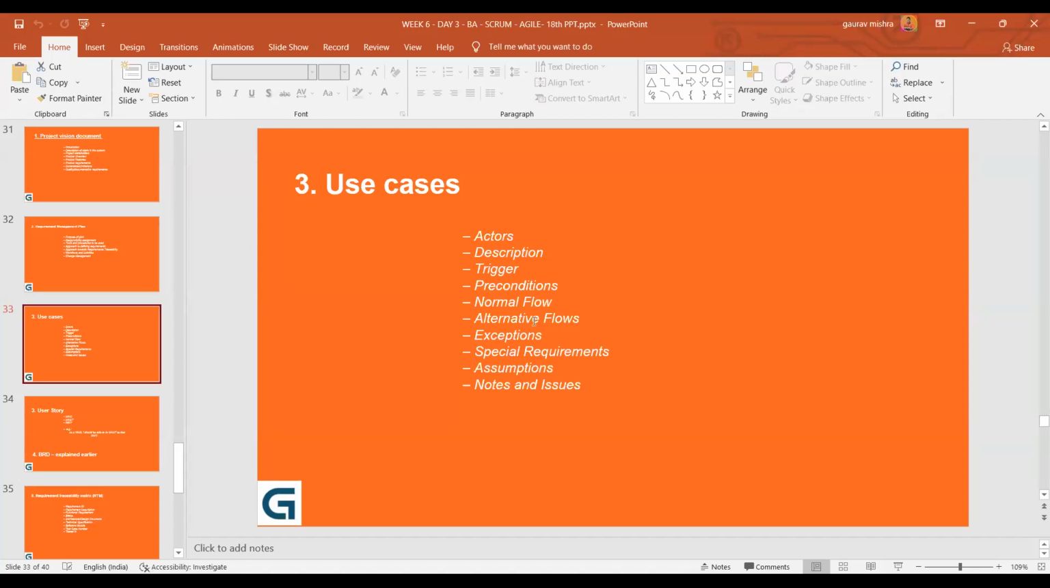Then in the normal flow, you will define the normal flow of the view balance check. So at any point of time, the customer is going to click on the view balance, and it will give you the current available balance, sometimes the ledger balance, sometimes the anticipated checks to be cleared. So all those details will be there in the view balance.